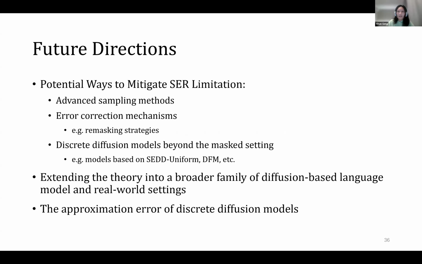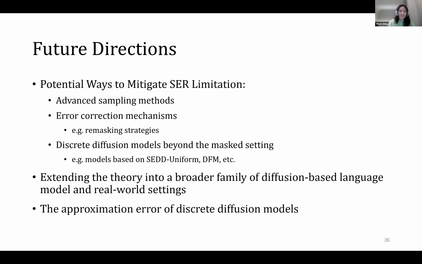Additionally, the diffusion models we examine in our study rely on conventional masked language modeling, where once a token is generated, it remains fixed and cannot be revised in later steps. We think that this prevents the correction of early errors, potentially leading to higher SER. Several recent error correction mechanisms, such as remasking, have been proposed to address this issue.